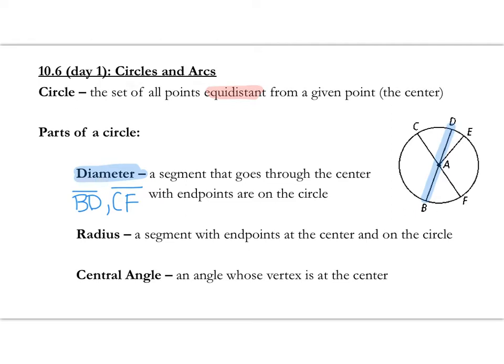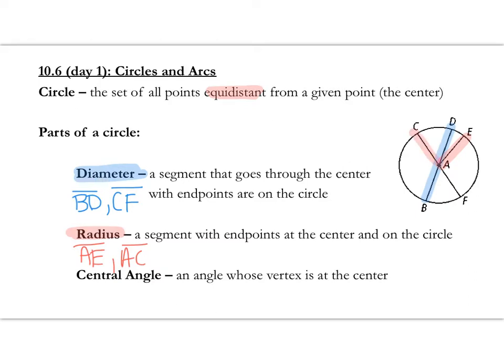The radius is the next one. The radius is a segment with endpoints at the center and on the circle. So that is something like AE. AE is considered a radius. Another radius would be like AC. There's a lot of them up there. Pretty much A and any other point that's on the circle would create a radius. So that's what a radius looks like.